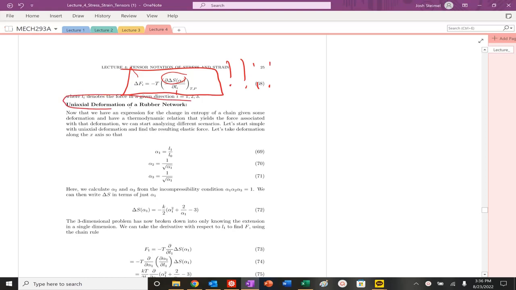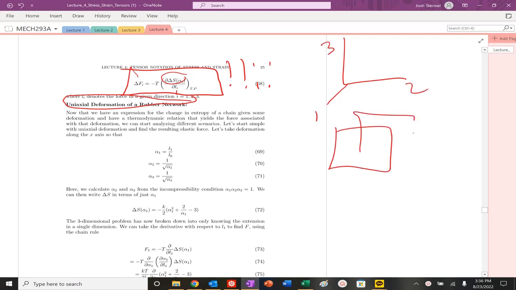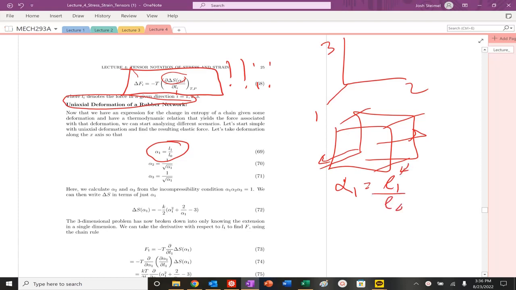So let's actually try to use all of this framework and define essentially our system. So we're going to do 1, 2, 3. We're going to look at basically our rubber network. I'm just going to define it as a cube, and we're pulling it in the one direction. So if I'm pulling in the one direction, what's going to happen? Well, alpha 1 will just be the new length in the one direction over our initial L naught. When I pull in the other directions, what's going to happen?